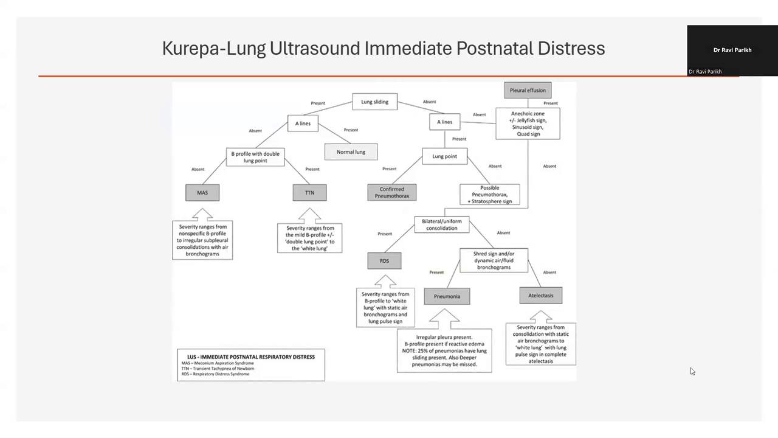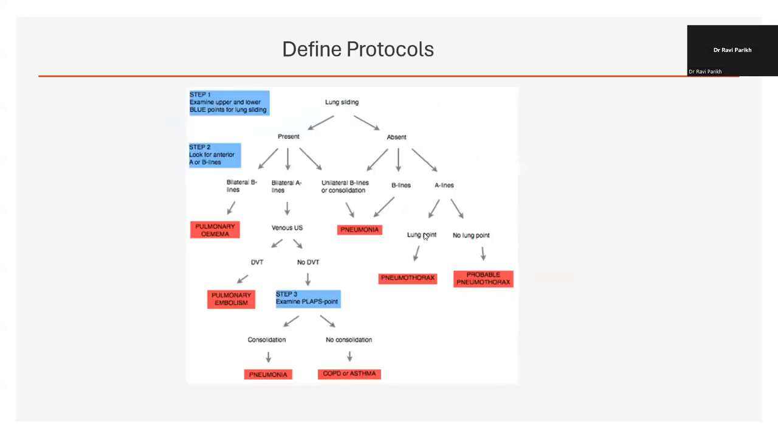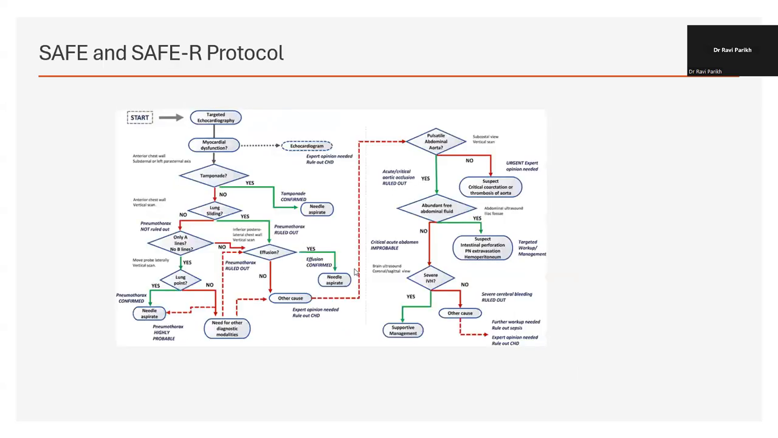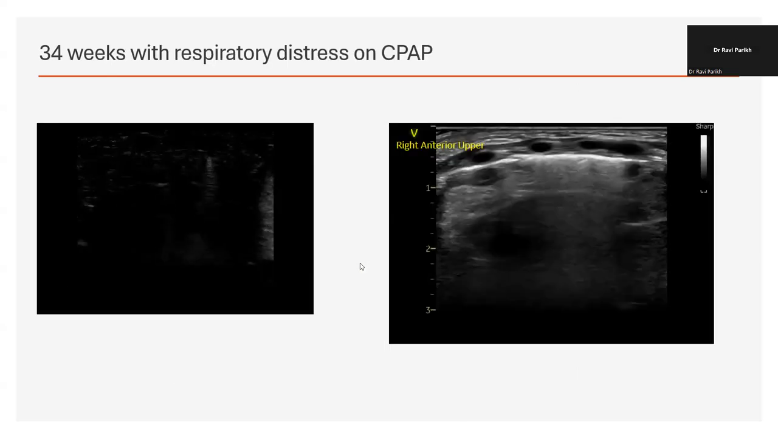This is a really good algorithm by Curipa, which talks about that protocol, which basically says batwing sign, lung sliding, what kind of profile you found, and then looks at the different diagnoses by ruling in those different signs. It's beautiful. And we've incorporated this in our protocol for implementation. Again, this is just another example of the BLUE protocol. It's a very similar approach that's used in adults. But the SAFER protocol, Nadia will talk about.